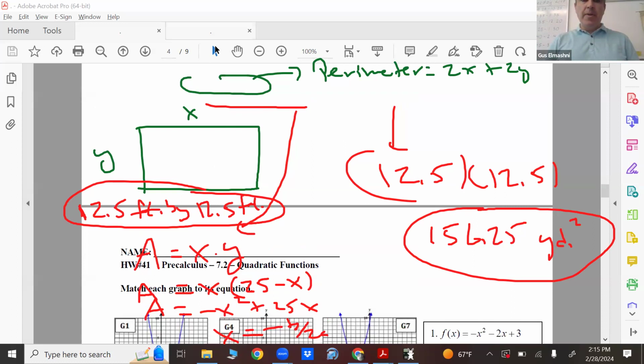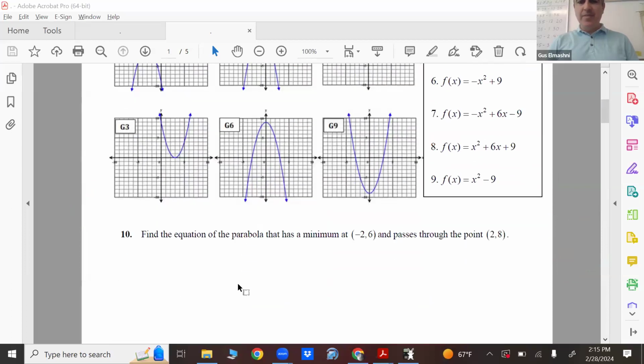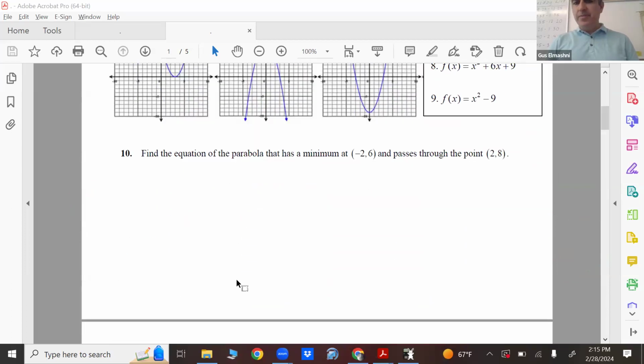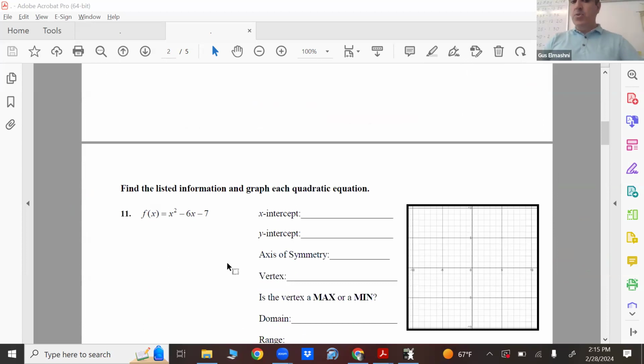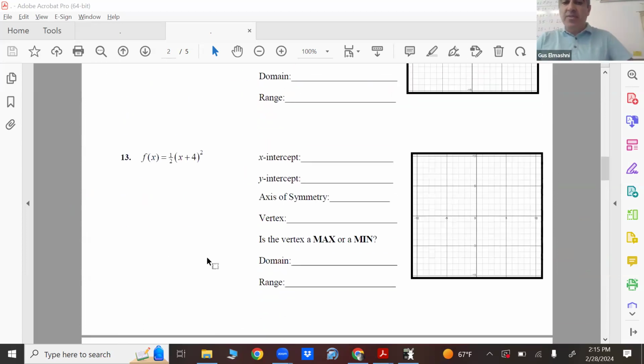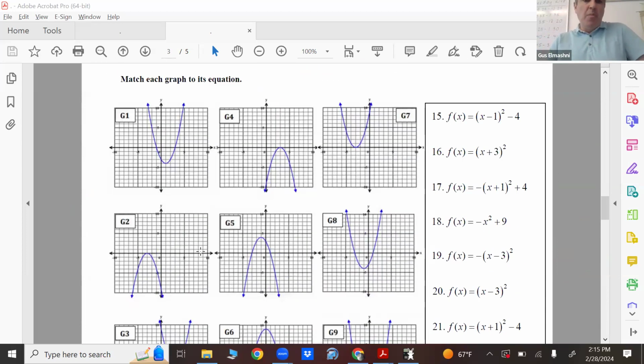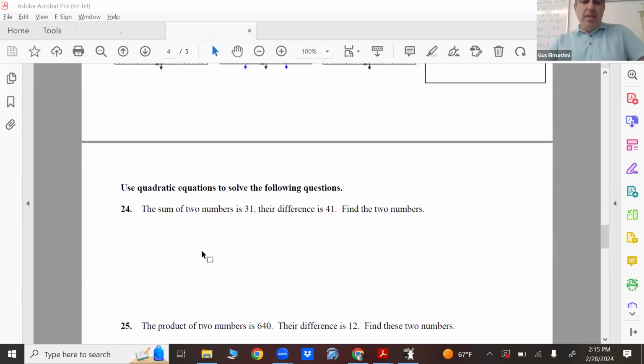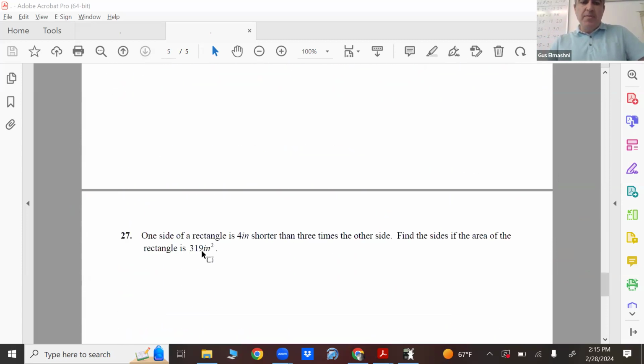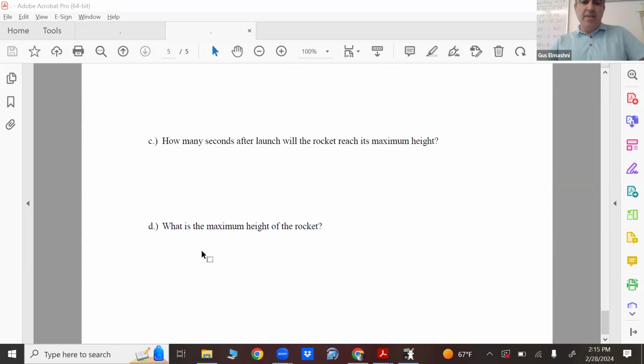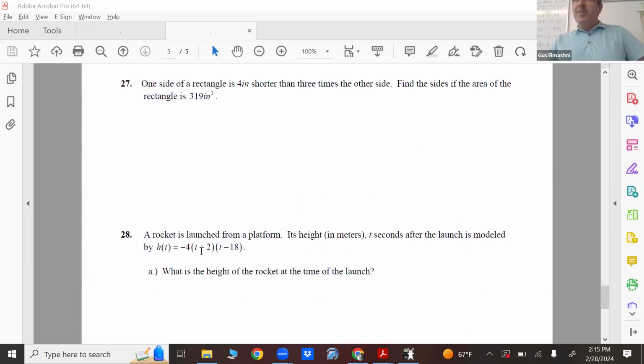Okay, so the homework is right here. The beginning is just matching. That should be pretty easy. Then find the equation. That's not hard. The answers are up in school, by the way. Then this is a comparison to what we did in the notes, 11 through 14. More matching. Then some word problems. It's quite a bit, so take advantage of the time.